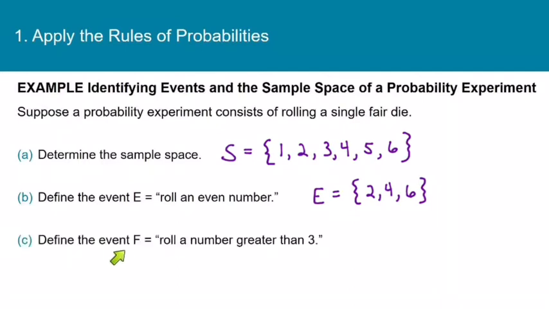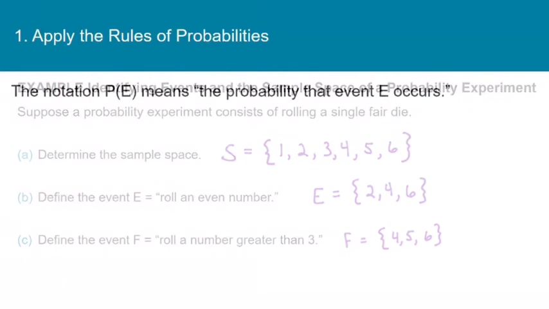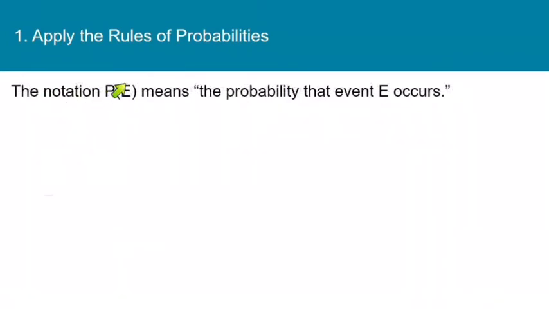And then let's define event F as rolling a number greater than 3. So go back to the sample space and find the outcomes that fit the description of being greater than 3. And that would be 4, 5, and 6. So event F consists of outcomes 4, 5, and 6. Now the notation P parentheses E means the probability that event E occurs. So when we read this, we say probability of E.